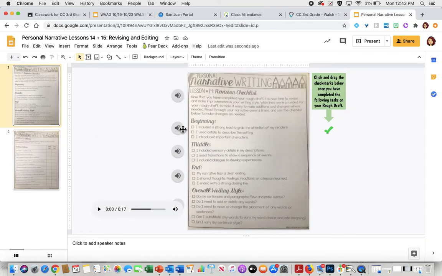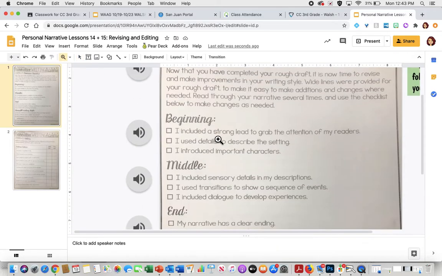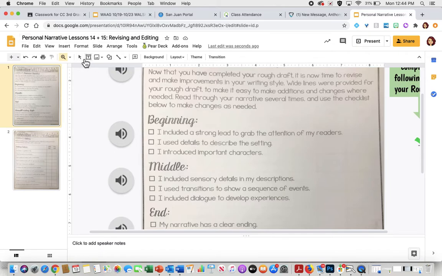You can see on the side here, Miss Walsh made speakers. I made audio for you guys so I can read the jobs out loud for you, so you will have those as needed. I'm going to zoom in with my magnifying glass, and you can see it comes up a lot clearer that way. I'm going to look at the beginning portion of my rough draft.